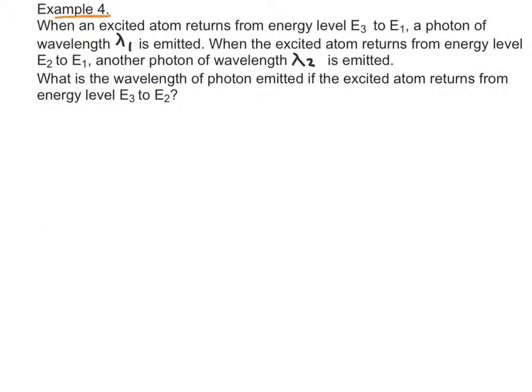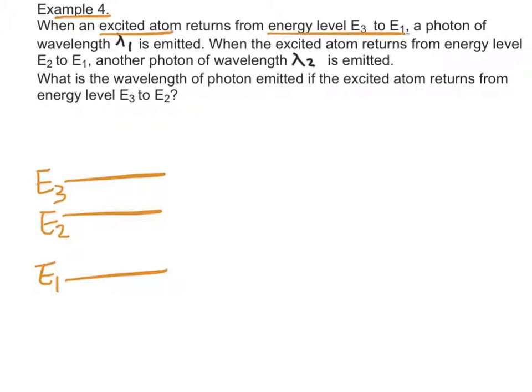Example 4. Again, let's first draw the energy levels E1, E2, and E3. When the excited atom returns from E3 to E1, a photon of wavelength lambda 1 is emitted.